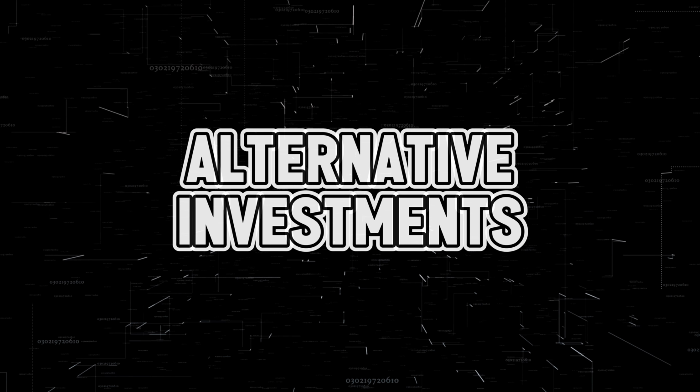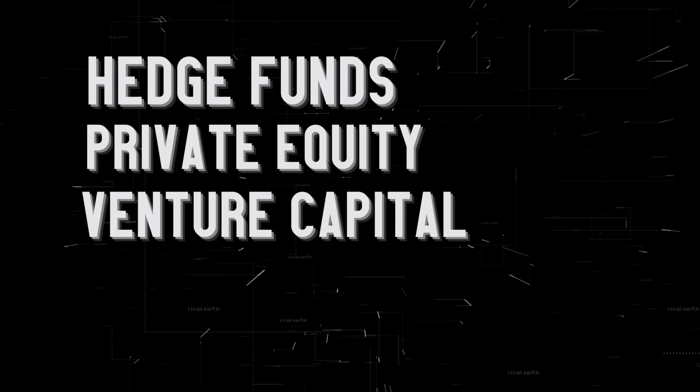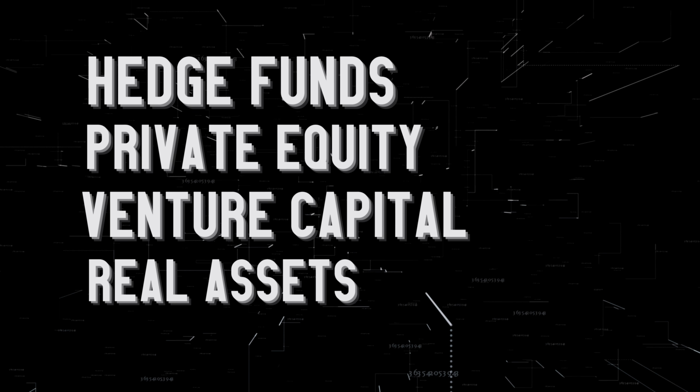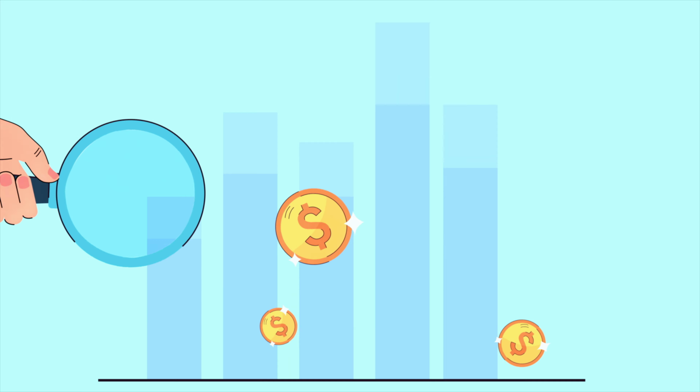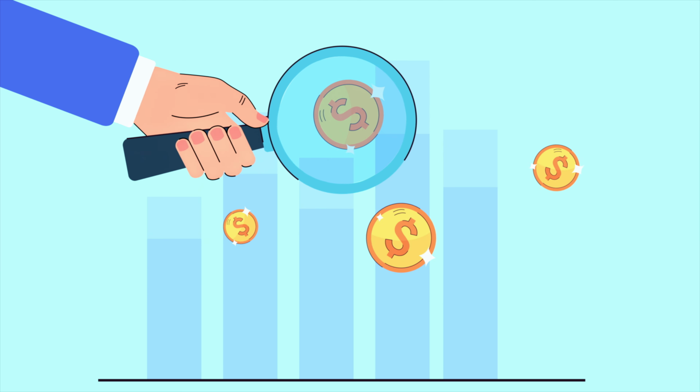Number 6, alternative investments. This category includes a wide range of non-traditional investments, such as hedge funds, private equity, venture capital, and real assets like infrastructure or timberland. Alternative investments often have a lower correlation with traditional asset classes and can provide diversification.